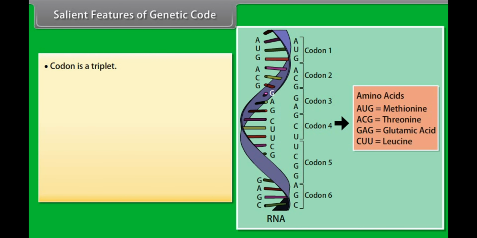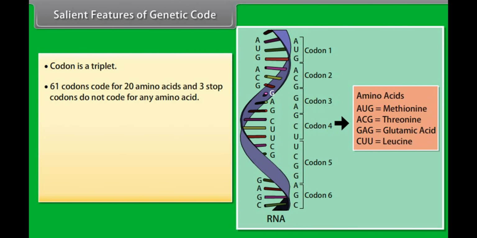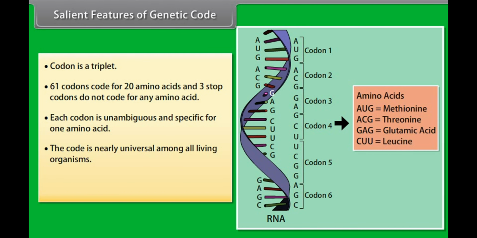Codon is a triplet. 61 codons code for 20 amino acids, and 3 stop codons do not code for any amino acid. Each codon is unambiguous and specific for one amino acid. The code is nearly universal among all living organisms. The codon for methionine, AUG, also acts as an initiator codon.